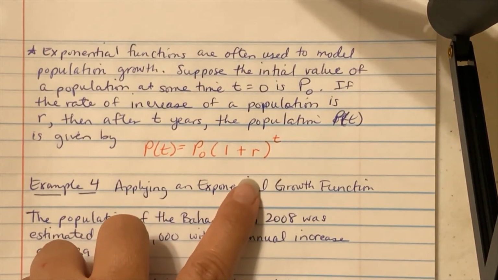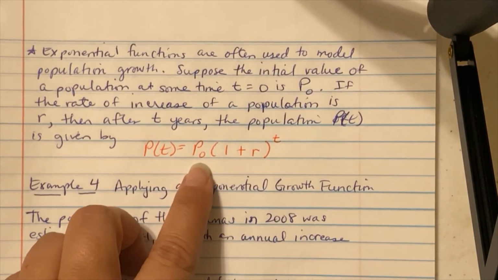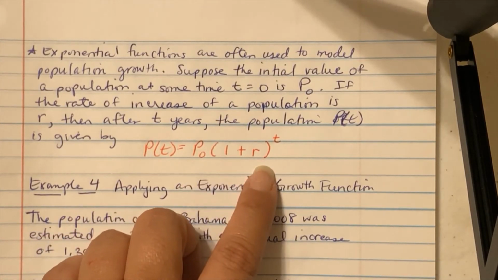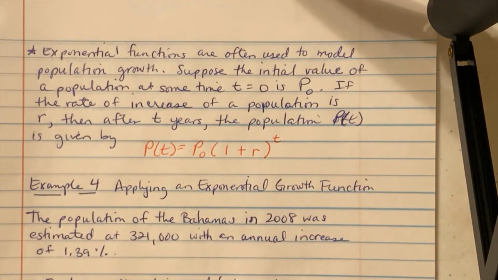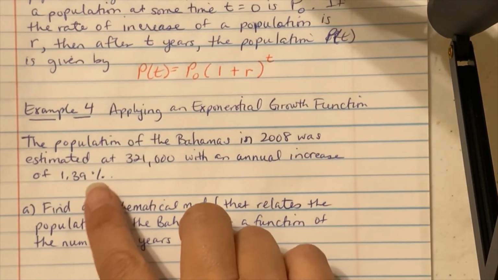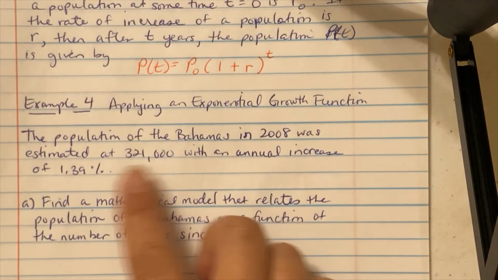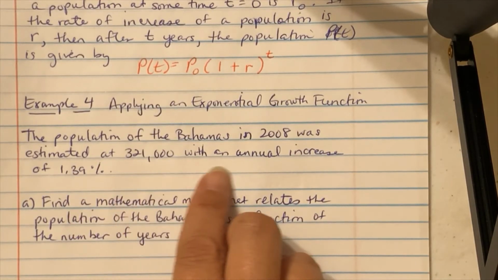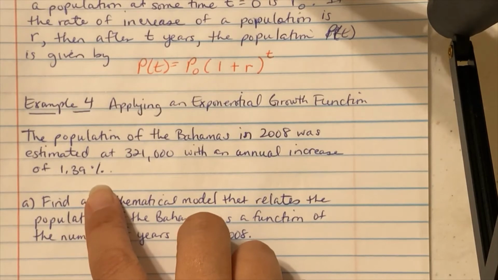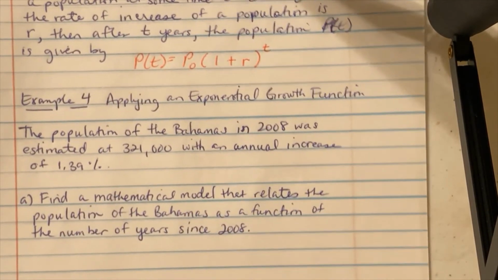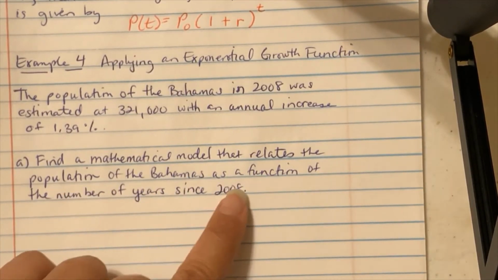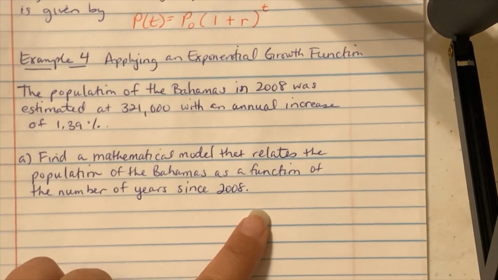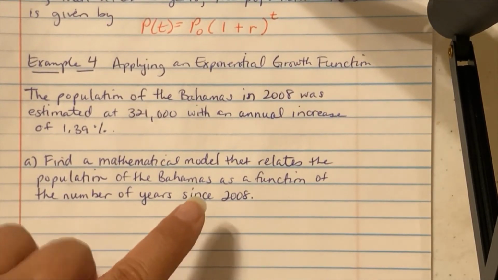So in the situation that you will know your initial and you will know your rate, they will give you a time frame as to how you want to use it. So in example 4, it says applying an exponential growth function. It says the population of the Bahamas in 2008 was estimated at 321,000 with an annual increase of 1.39%. So it says find a mathematical model that relates the population of the Bahamas as a function of the number of years since 2008.